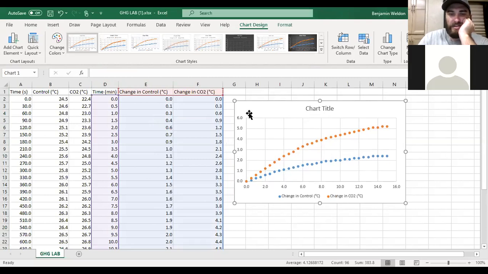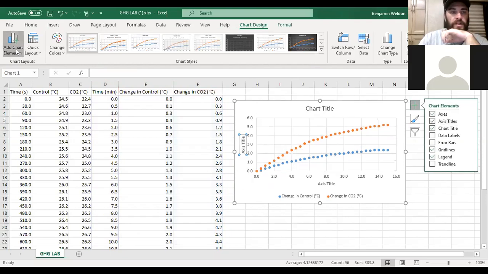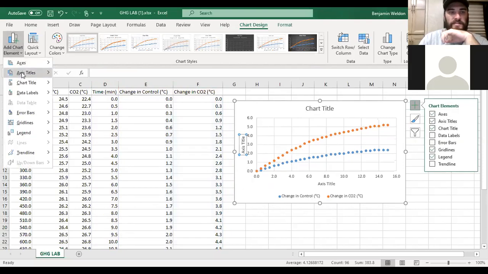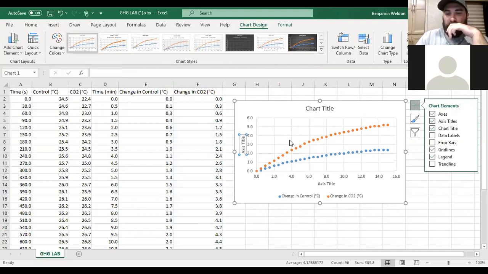And then obviously you're going to have your temperature up here, and then these are already in there for you. You'll just have to do your axes titles. On a Mac, they're up here again. Axes titles, you'll have to put both on. And then that's really it for the chart.